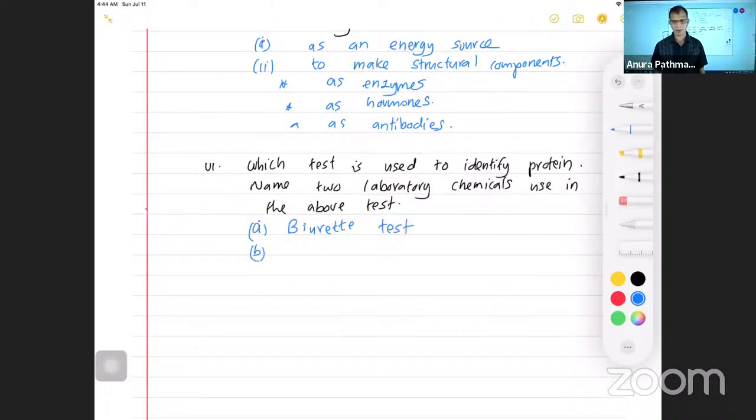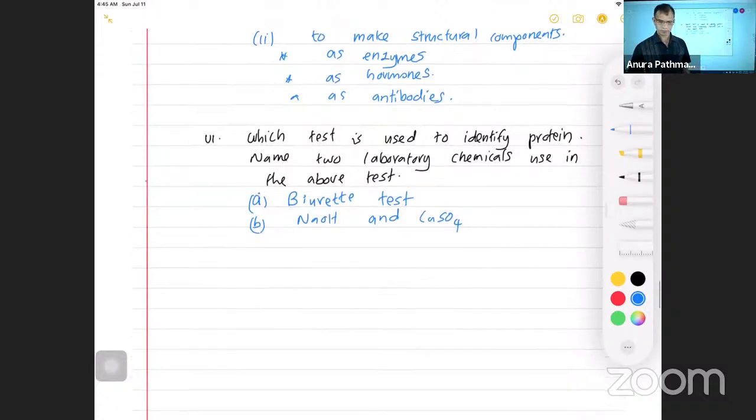What are the two laboratory chemicals used? Sodium hydroxide and copper sulfate, CuSO4. What is the color change? It turns to a purple color. Right.